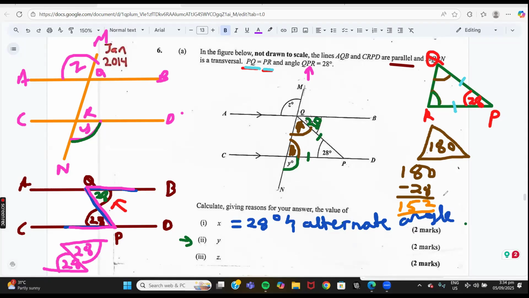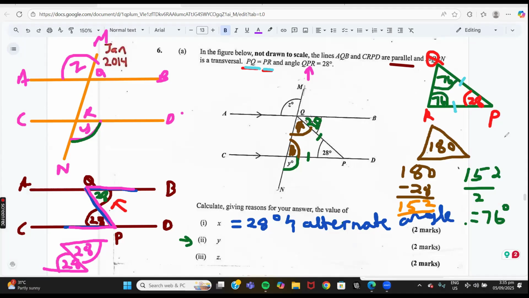We divide by 2. So we could take 152 and divide it by 2 because the two remaining angles are the equal angles. That is going to give us, yes, that's correct, 76. Thank you very much. So that means each of the equal angles is 76 degrees. So this angle will be 76. This will be 76 also.